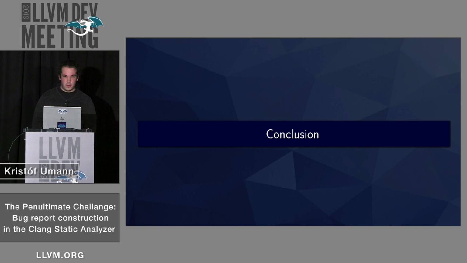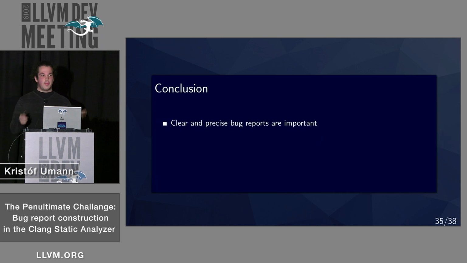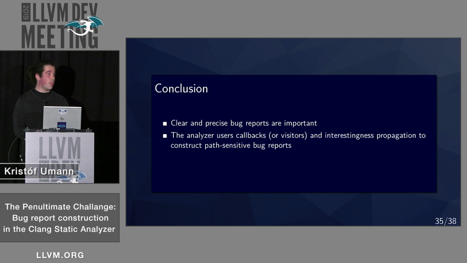So, what are the key takeaways from this talk? We established that clear and precise bug reports are very important. It doesn't really matter how good our analysis is and how many bugs we can find if we do not communicate those well to the user. At the end of the day, a living and breathing human who has a great knowledge of the code base will have to take a look at all of our results.